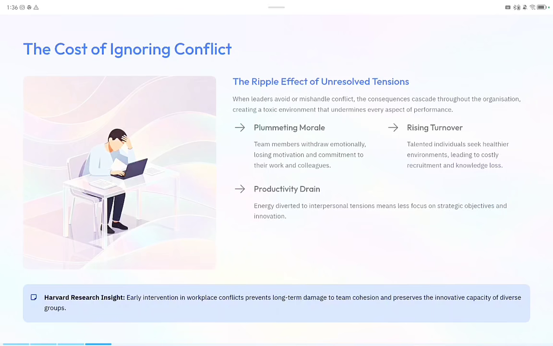When energy is diverted to managing tensions at office, the interpersonal relationships, the inner focus of how one is looking at this issue and what it means to them, they are not able to focus on strategic objectives and innovation, resulting in a huge productivity drain. Now, here's a research that is shared from Harvard. Early intervention in workplace conflicts prevents long-term damage to team cohesion and preserves the innovation capacity of diverse groups.